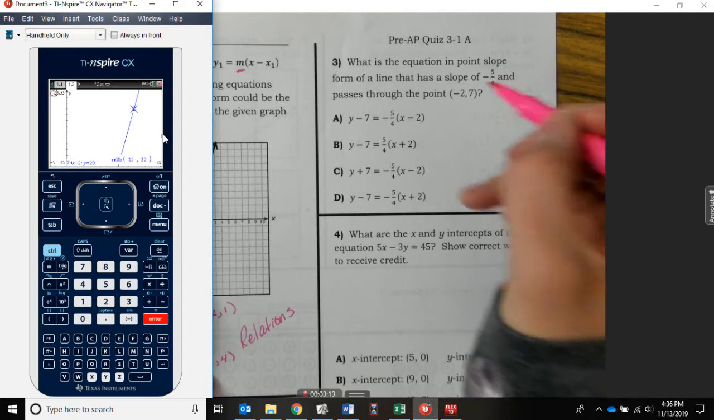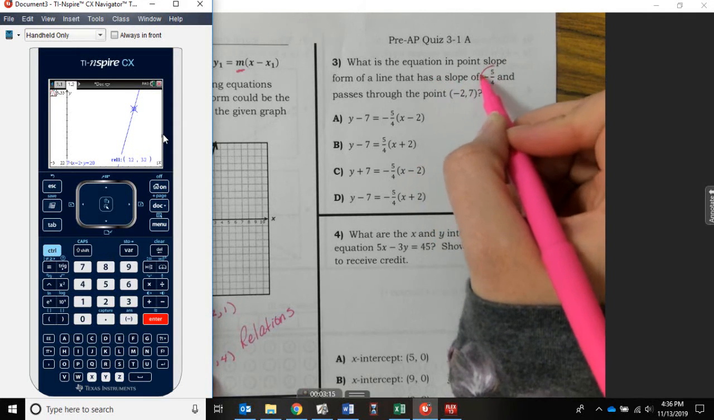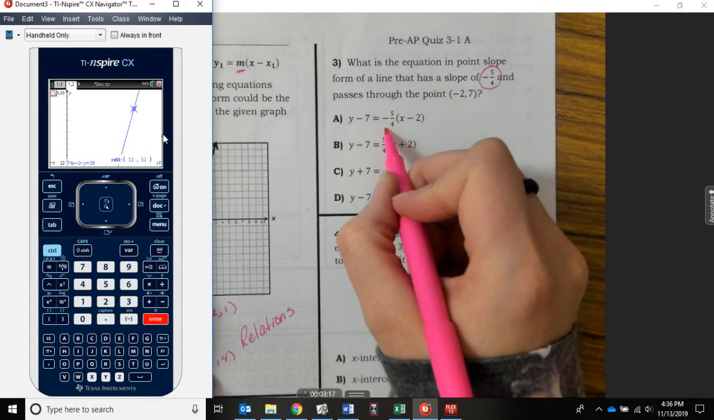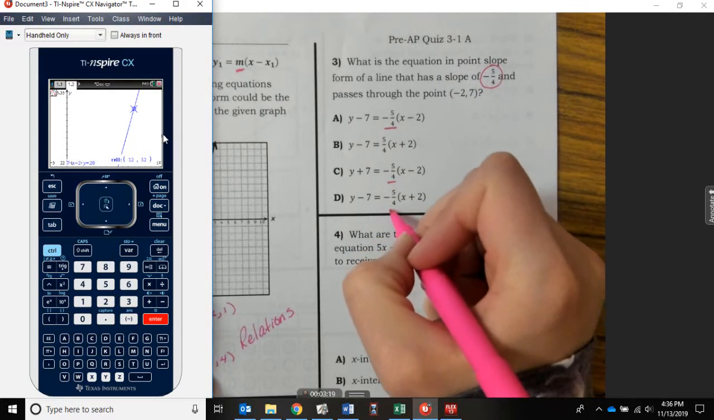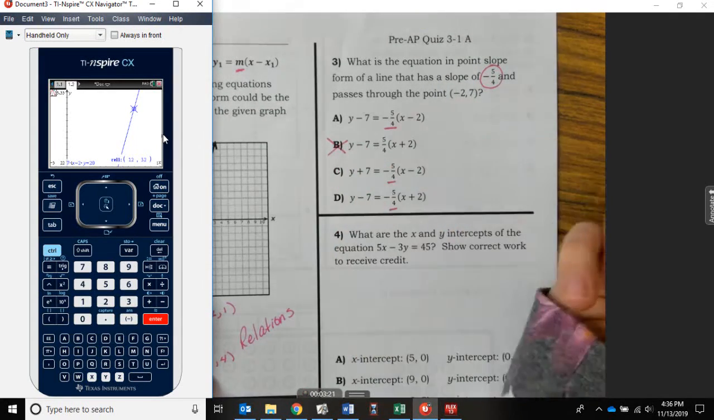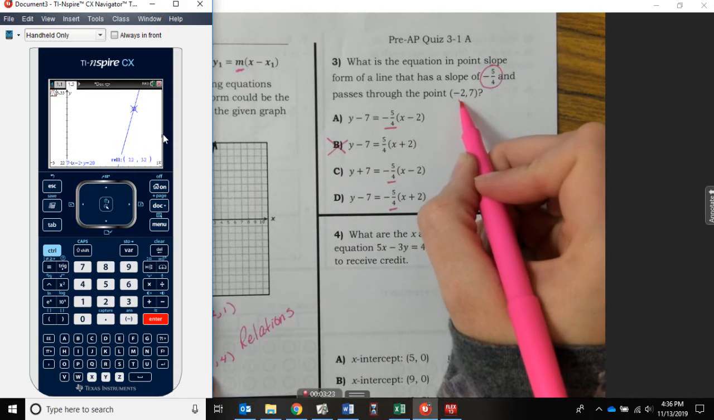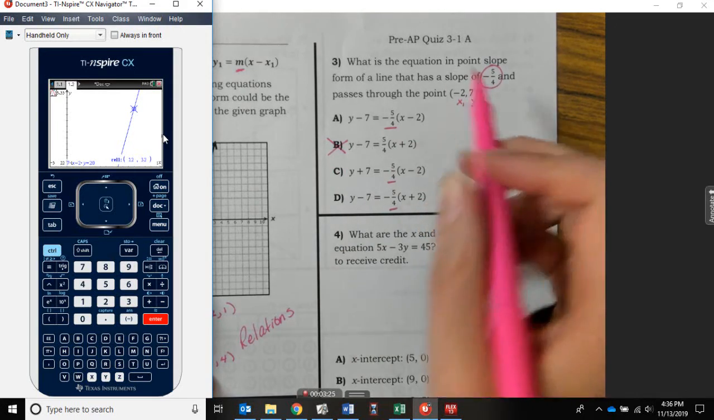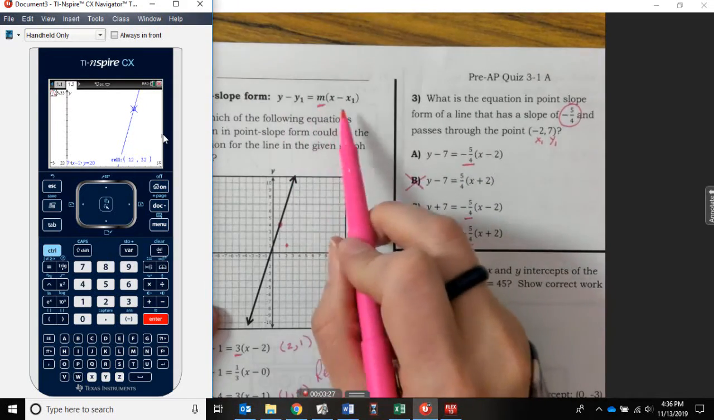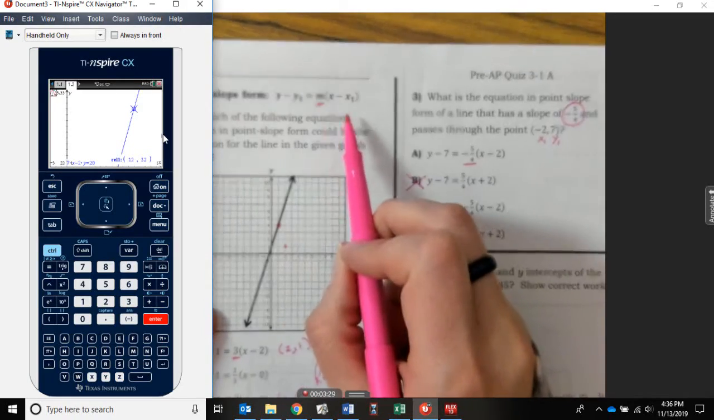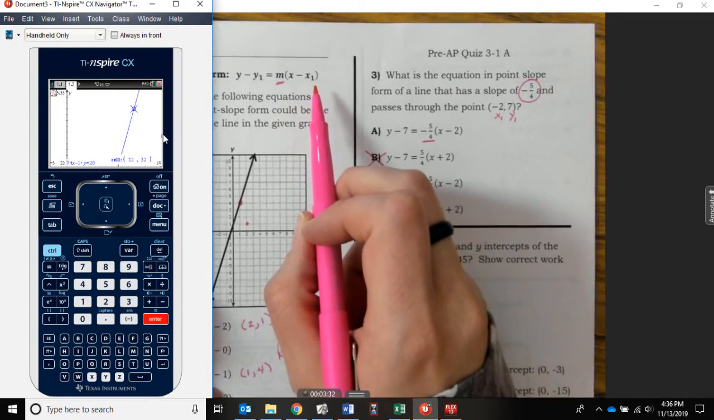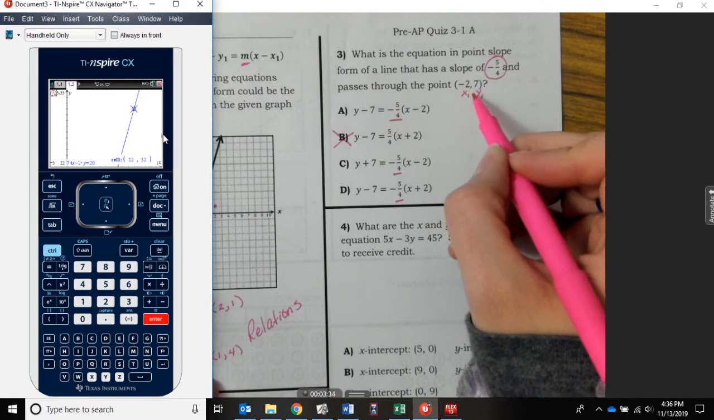If you have a slope of negative 5/4, that has to be the first thing in front of the parentheses. So here I can only get rid of B. And then this is my x1, y1, and my formula was right over here, and you're going to be given that on the STAR test. So you don't have to memorize it, but you do have to use it. And you would put them in.